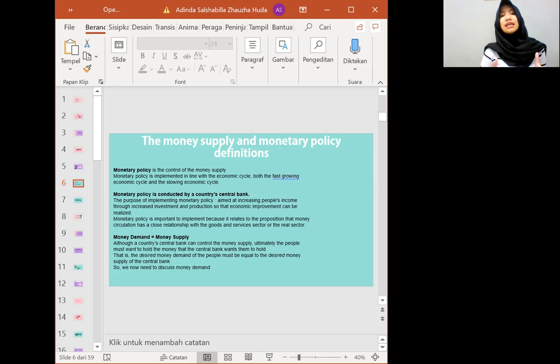And money demand is equal to the money supply. Although a country's central bank can control the money supply, ultimately the people must want to hold the money that the central bank wants them to hold. That is the desired money. Demand of the people must be equal to desired money supply of the central bank. So we need to discuss money demand.